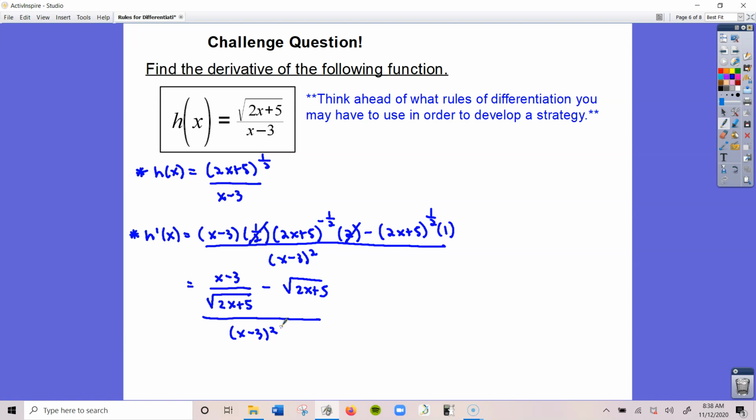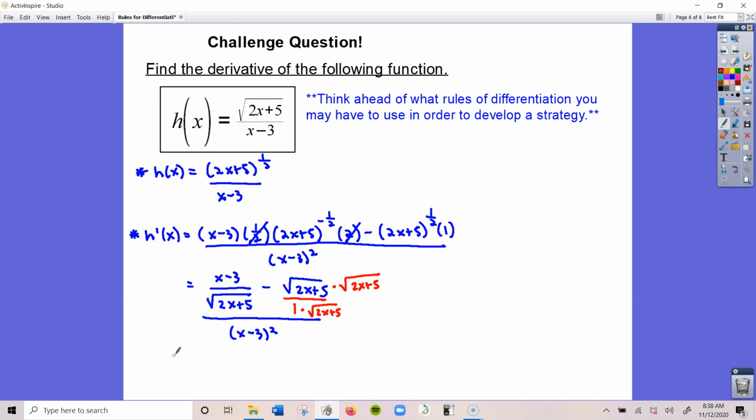Now from here, this is not very pretty, nor is it very functional, so we need to find a common denominator for the numerator of this complex fraction and simplify. This, as always, over 1. Our common denominator is going to be the square root of 2x plus 5. So I'm going to have to multiply the square root of 2x plus 5 here, as well as in the numerator.